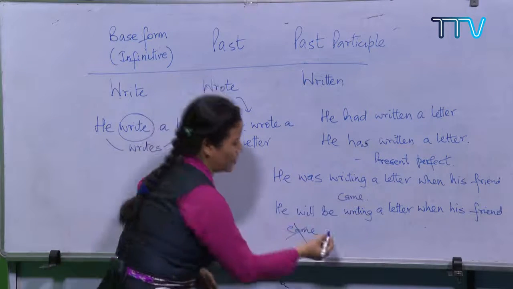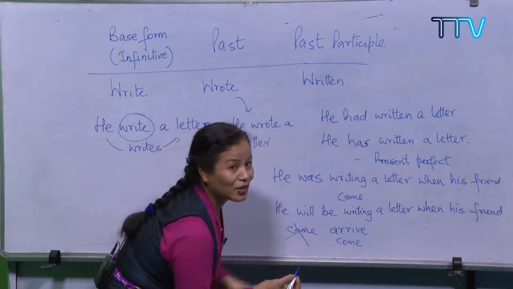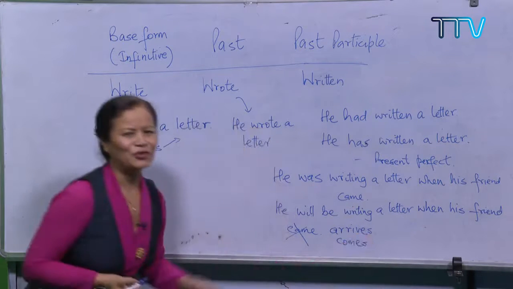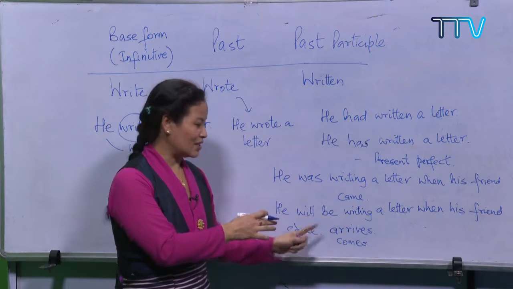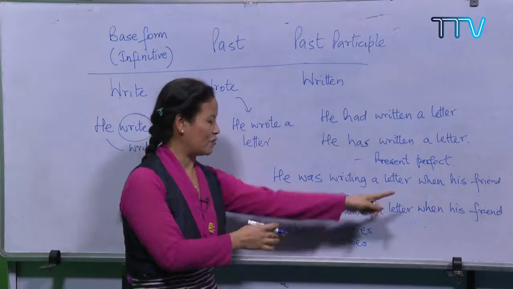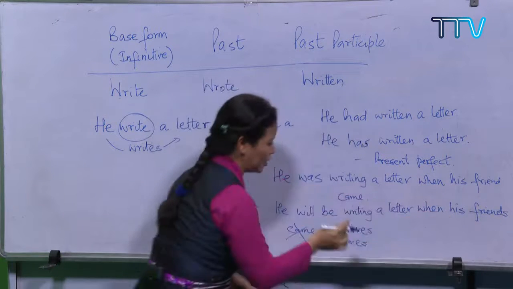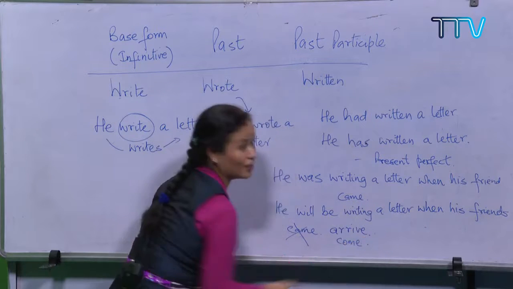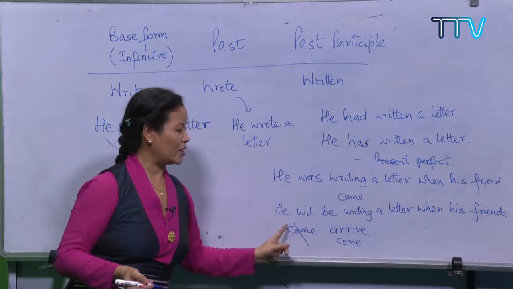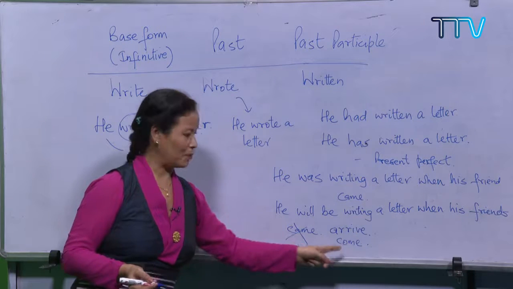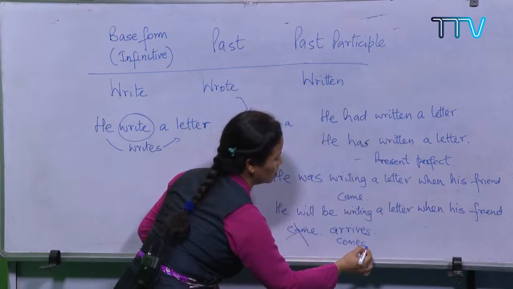He will be writing a letter when his friend arrives, or you can write comes and make it more correct. I hope you got this, right? What I want to stress on, I'm here not only stressing on the tense, but the subject and verb. When his friend arrives, comes. But if I write when his friends, then I may remove this S. Why? Because the subject is plural, so the verb has to be plural. He will be writing a letter when his friends arrive, when his friends come. But since here I have written friend, I'm going to write arrives, taking the singular form of the verb.